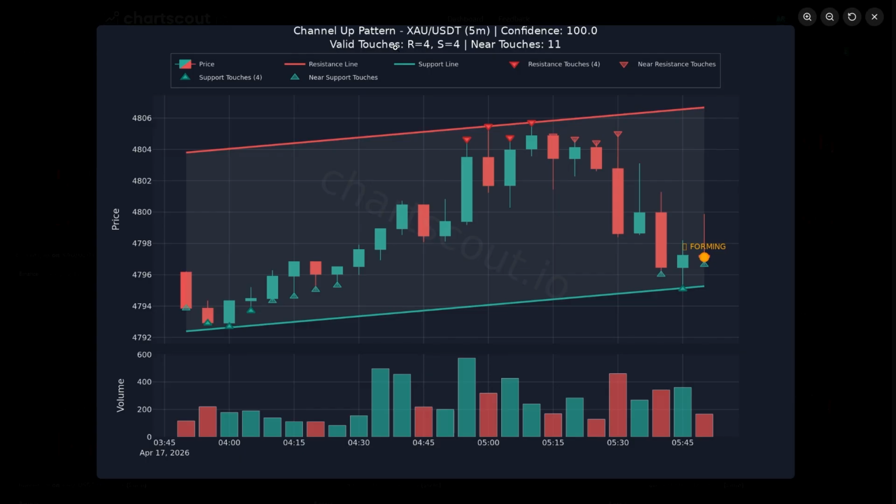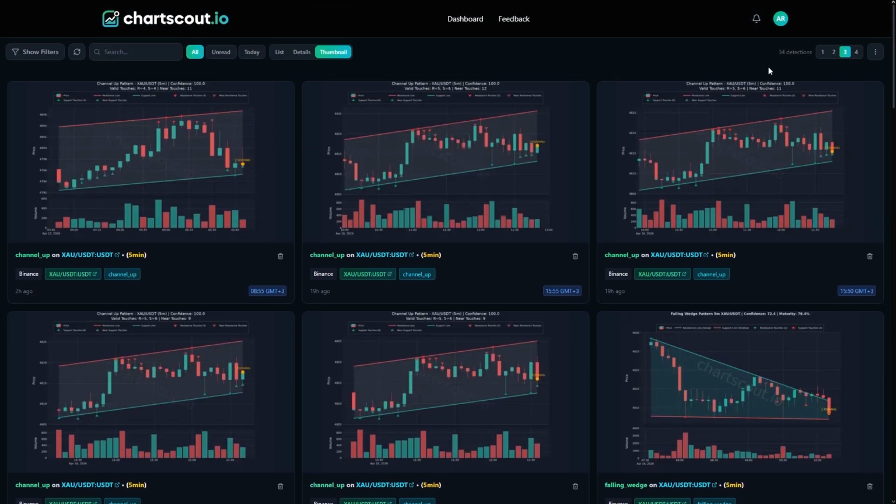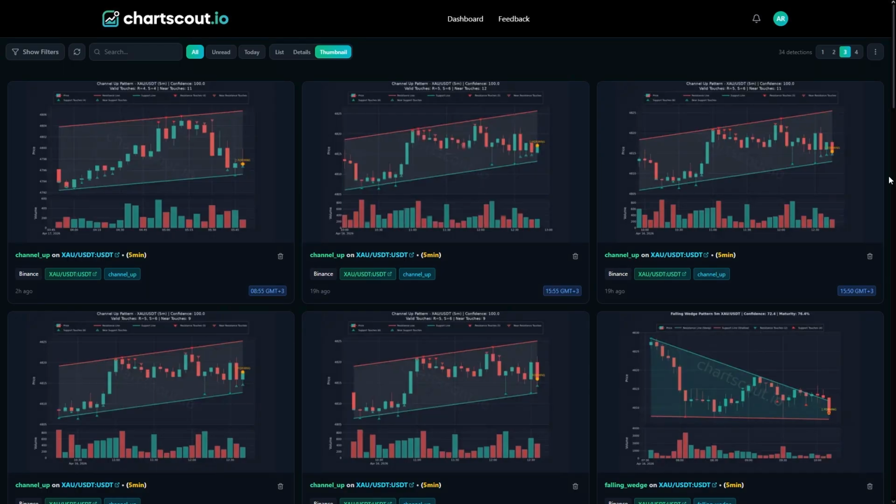Let me open this detection. You can see the actual chart with the pattern overlaid, the pair, the time frame, the exchange. Everything I need to decide in about 10 seconds whether this is worth looking at more carefully. This is important. ChartScout is detecting patterns at roughly 75 to 80% maturity. That means you are getting the alert while the setup is still forming, not after it has already resolved. You have time to look at it, plan your entry, and make a decision.